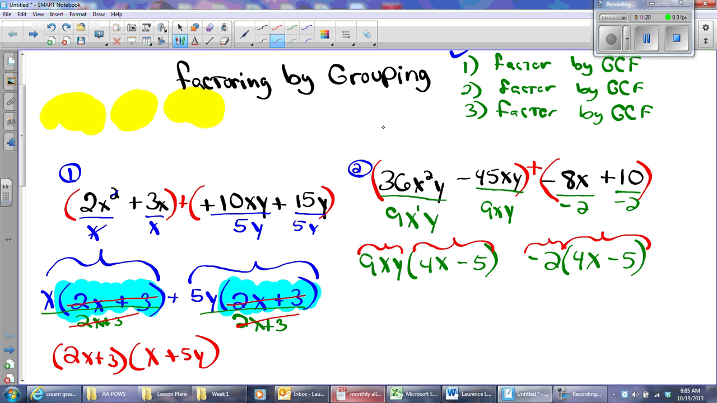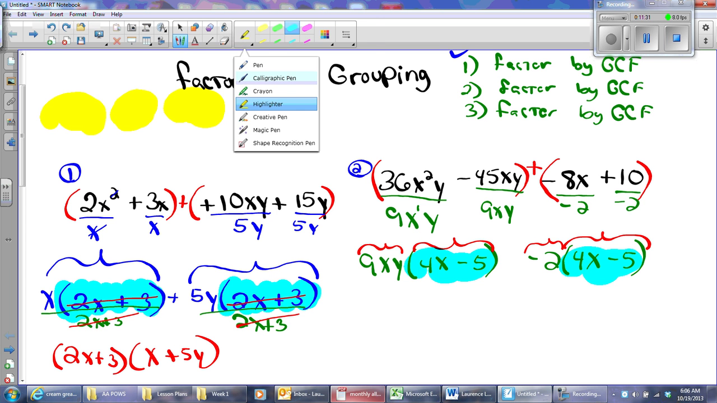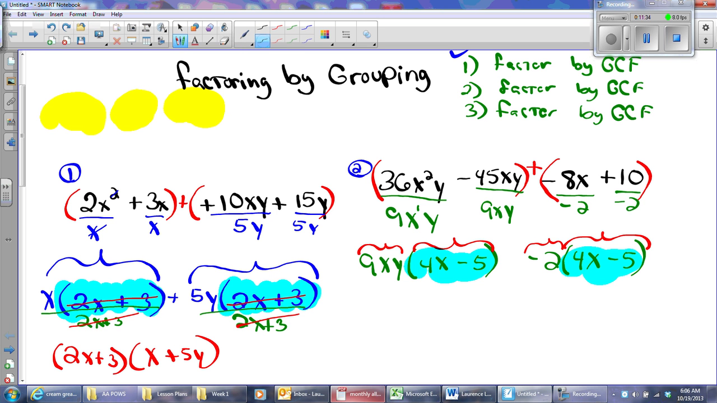There's the factors. Did I repeat myself? I did. I said that 4x minus 5 part twice. There is my third GCF. Interestingly enough, this is the part kids have the most trouble with, and it's really the easiest because all you have to do is pull out that common factor, and then what's left? Well, the other factor, a 9xy, and then a negative 2. And look at that, you're done.